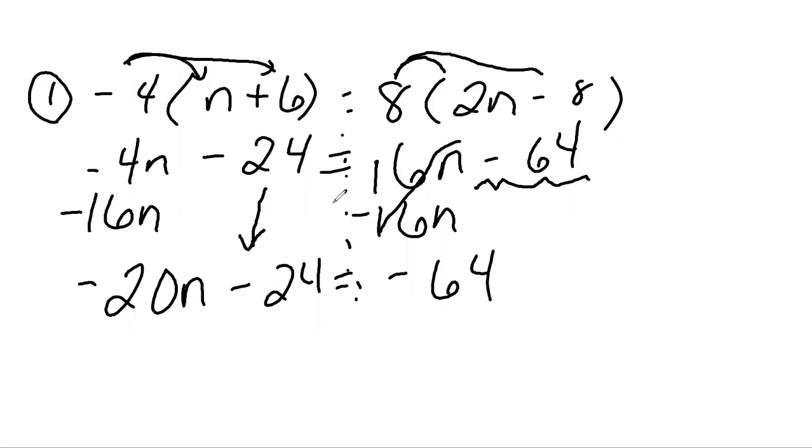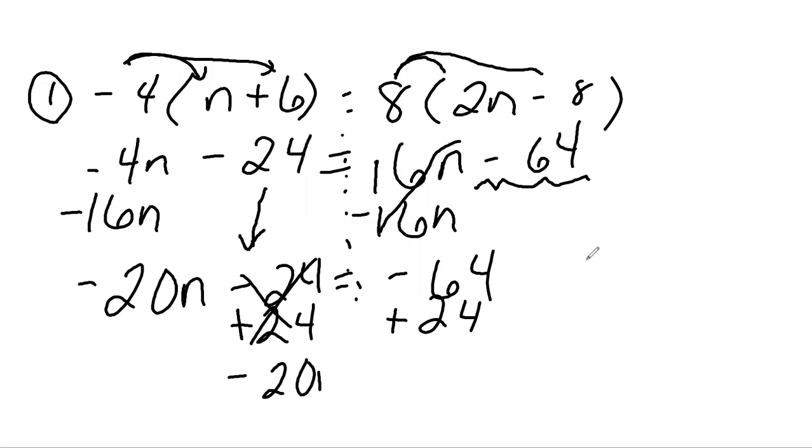All right, so now from here, I'm going to move this -24 to the right. Well, to move it to the other side, I have to do the opposite, and I will add 24 to each side. That makes these cancel, and I get -20n equals -40.